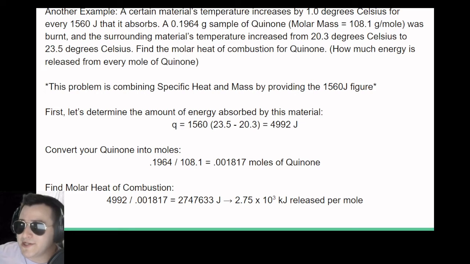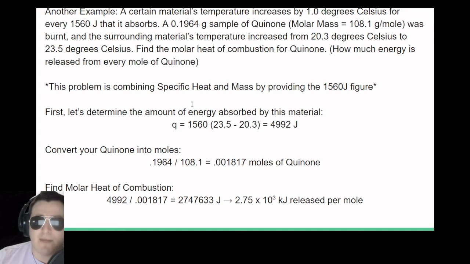Was burned and the surrounding material's temperature increased from 20.3 degrees Celsius to 23.5 degrees Celsius. Find the molar heat of combustion, which is a fancy way of saying how much energy is released for every 1 mole. Well, we actually did this earlier with our ethanol question, and now we're applying it to calorimetry here. So, we don't have 1 mole of quinone. So, what we need to do is find out how many moles of quinone this is at some point, but also let's figure out exactly how much Q is involved here in this step.